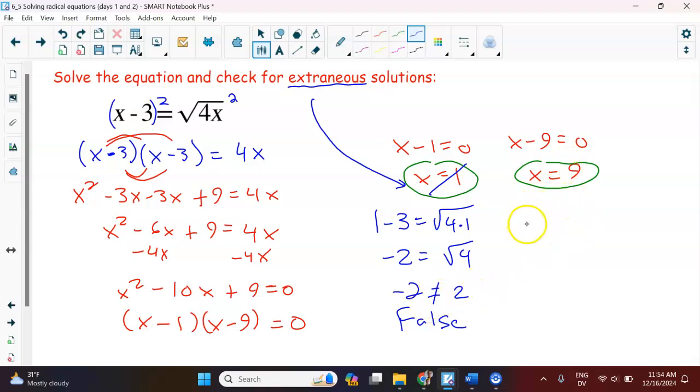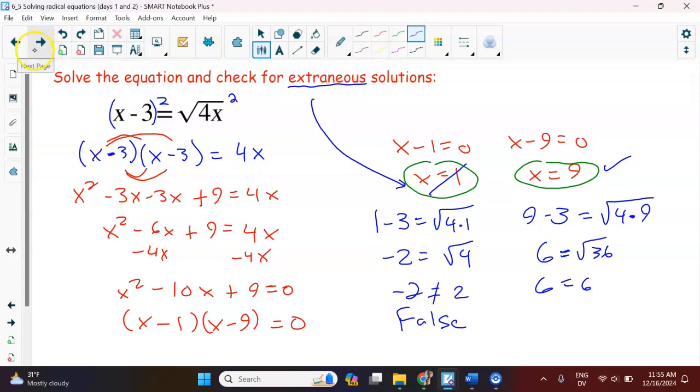Okay, so let's check our 9 just to be safe here. So if we put 9 in up here, 9 minus 3 equaling the square root of 4 times 9, and we get 6 equals the square root of 36, and that's a true statement. If we treat this as the positive root, we get 6 equals 6. So this one checks out, and that's a good answer. Right, versus the 1 would be considered, again, an extraneous solution.